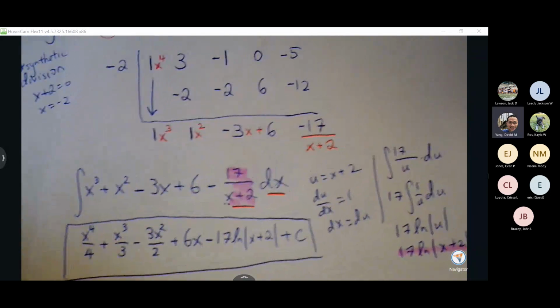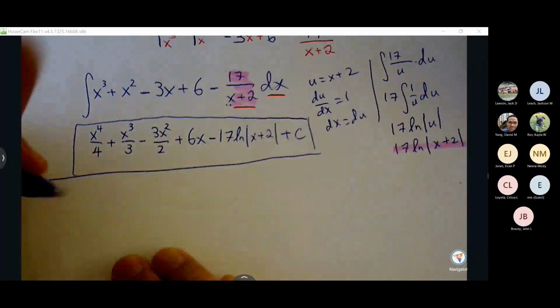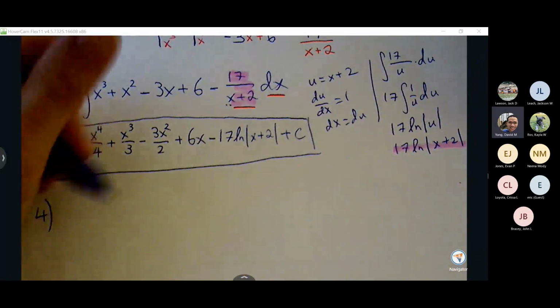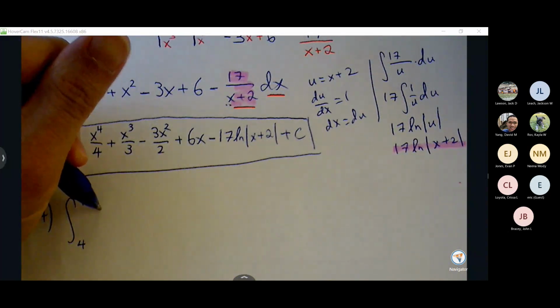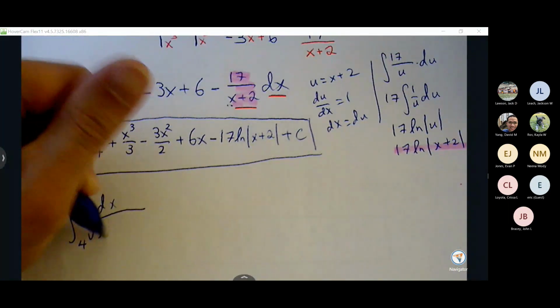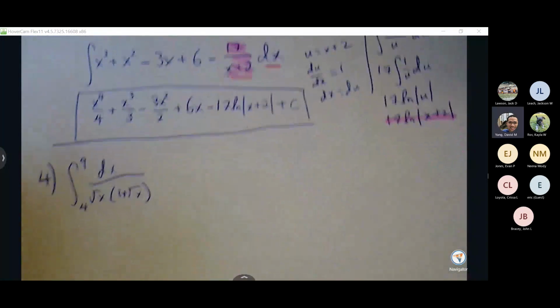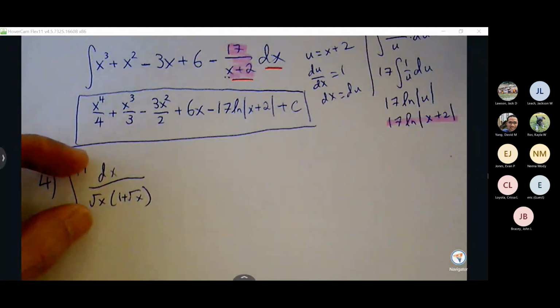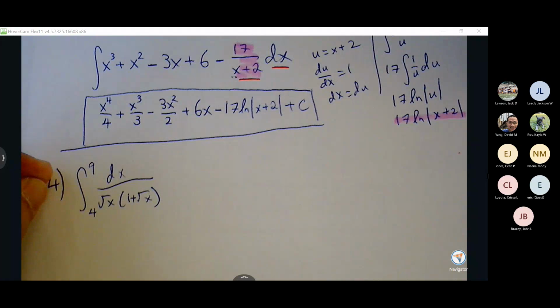All right, any questions with number 3? Here's number 4. Right, first things first, we ignore the bounds. We're going to treat this like an indefinite integral because we have to be able to solve this problem before the bounds can even play a role.